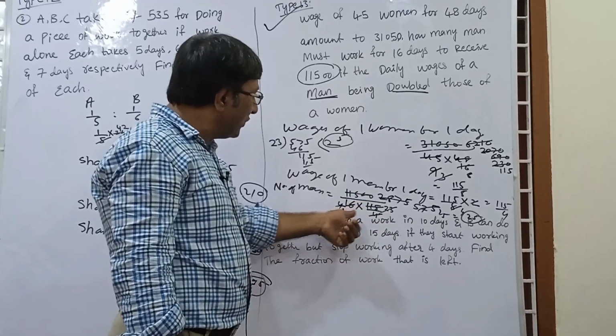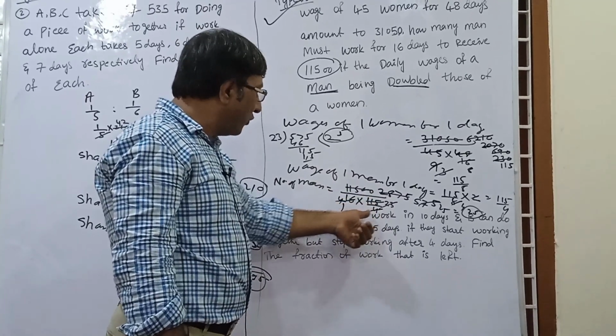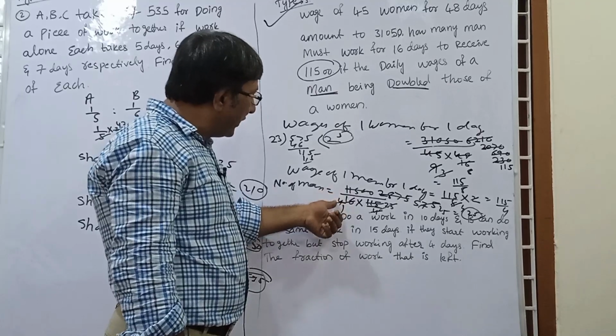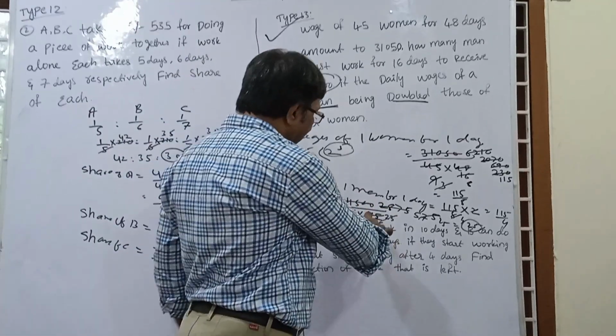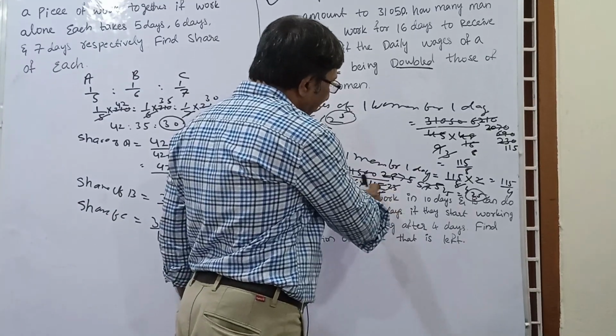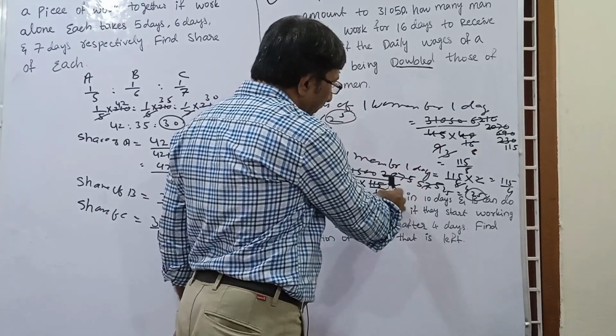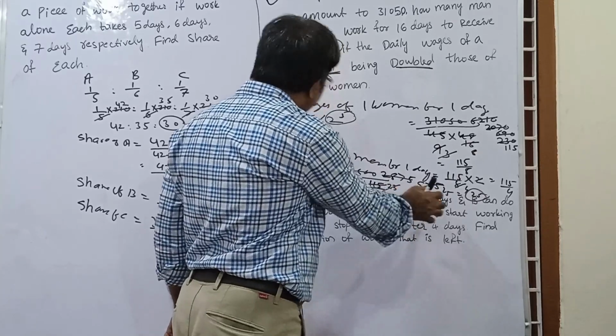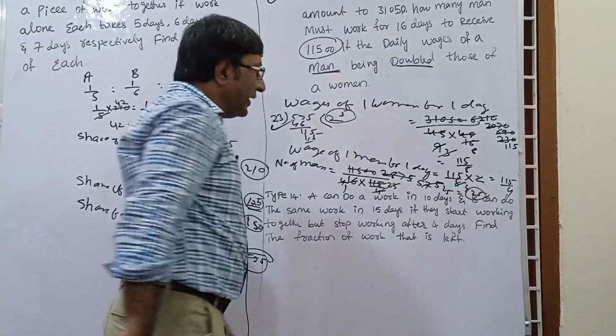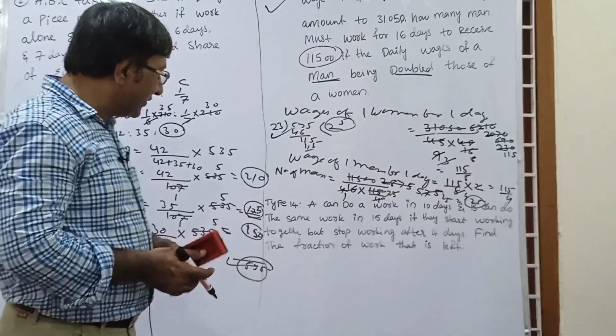11,500 by 16 into 115 by 4. So 4 4s are 16 and go for division by 4, this you will get 2875. Now this is 150, so cancel by 5, you will get this and 23. Now divide 2875 by 23, just like we have done here, you will get 25. This is the right answer.